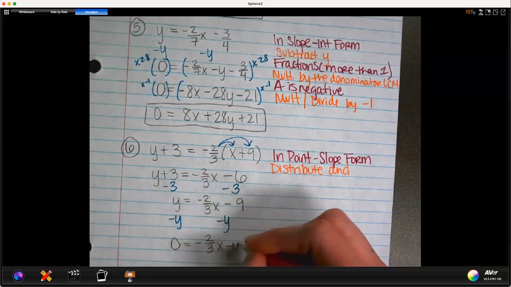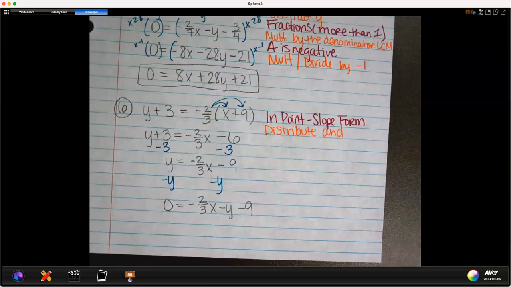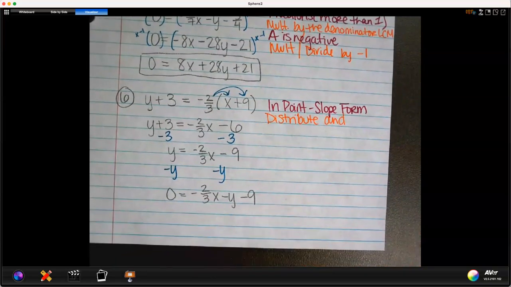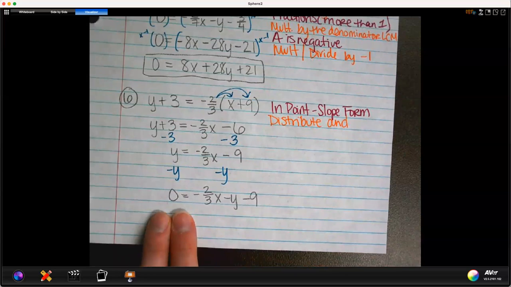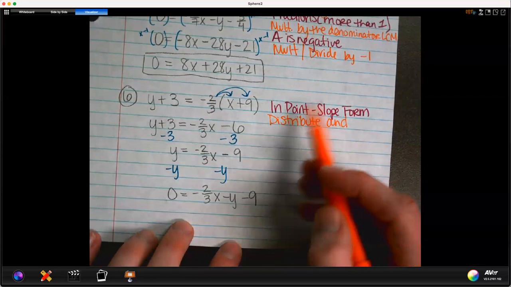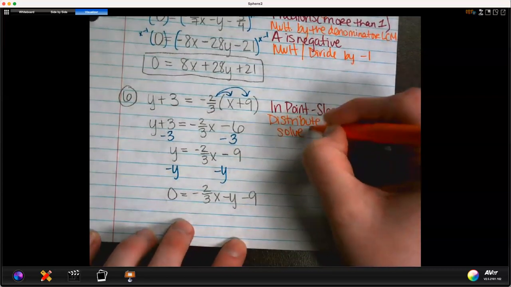So technically we did 2 steps. How can I summarize those 2 steps? So I subtracted 3 and I subtracted y. What was the ultimate goal that I wanted to end with? I wanted to make one side equal to 0. So your goal when you have point slope form is to distribute and solve for 0. Good job.